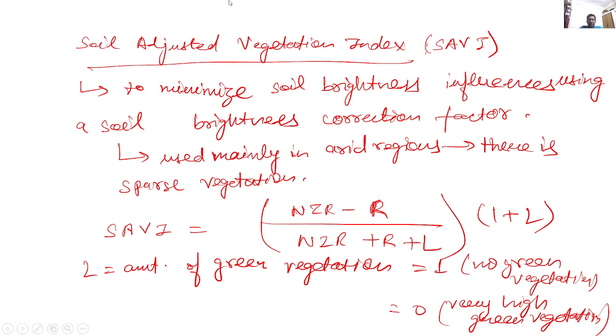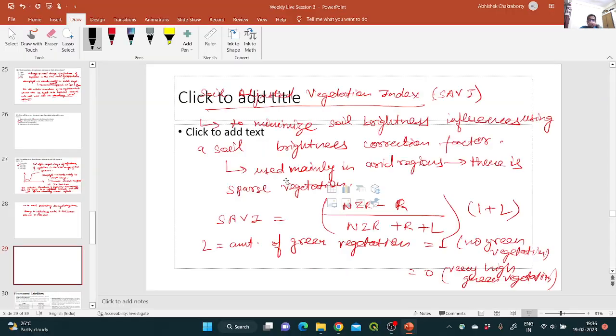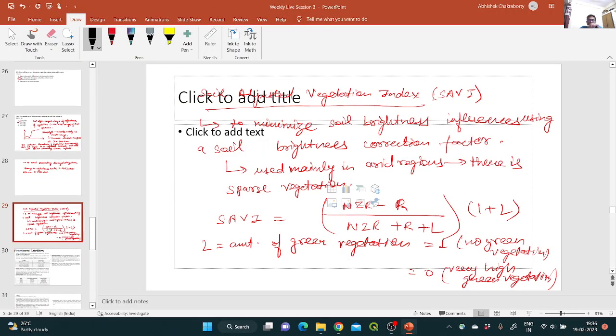Let's discuss a bit more about LAI, leaf area index, another important vegetation index. Sir, what is L? L is a function of the amount of green vegetation in that pixel. By definition in this formula, it would be 1 if there is exactly no green vegetation, and 0 if there is very high green vegetation in that pixel. It's written as 1 plus L, no, sir? Yes, in the numerator.